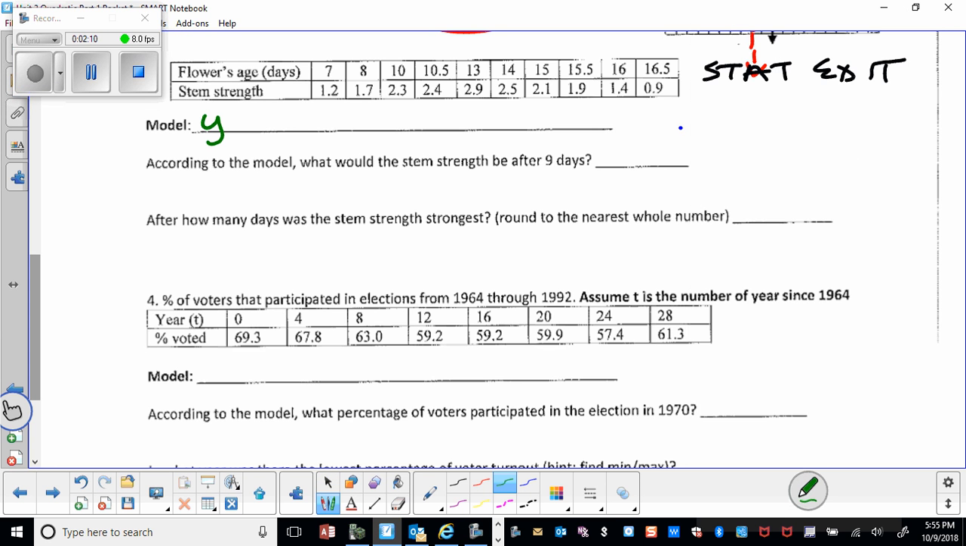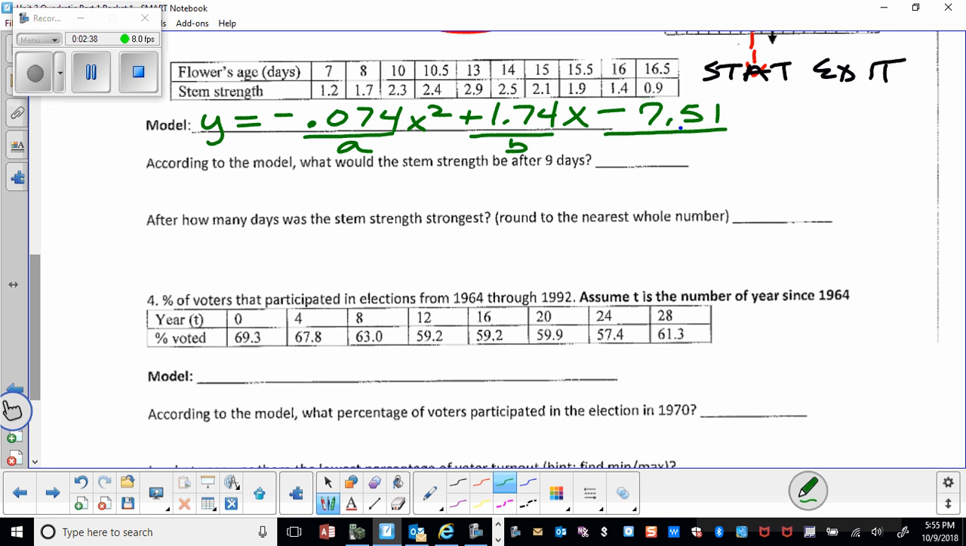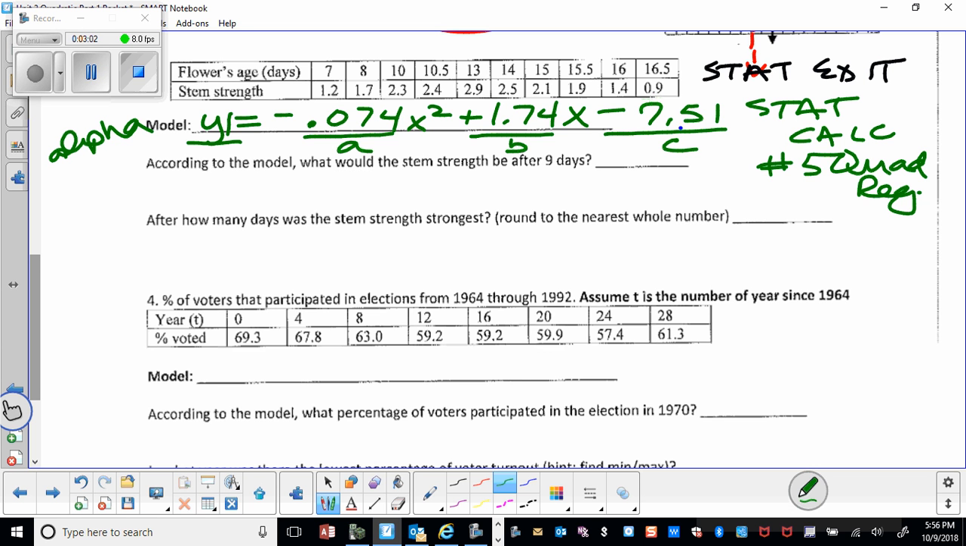I can say y equals, and it would be negative 0.074 for A, and then you have to put the x squared to make it quadratic, and then you're going to add 1.74, which is B, you put an x, and then you put the C value. Okay, so here's A, this is B, and this is C. And how did I get those? I did stat calc, number 5, which is a quadratic regression. Okay, and then to get the y, put it in Y1 to store it, you do alpha trace to get Y1 and have it stored there.